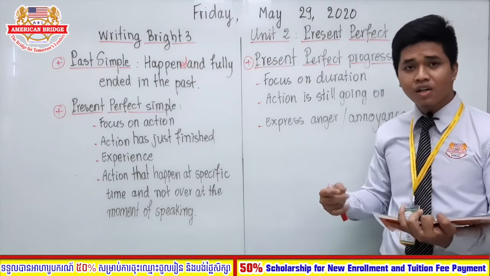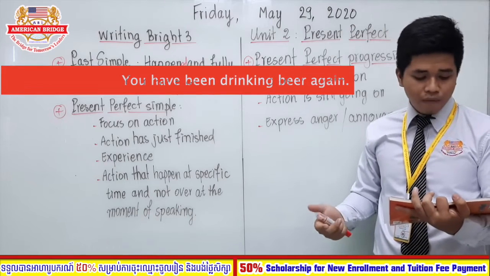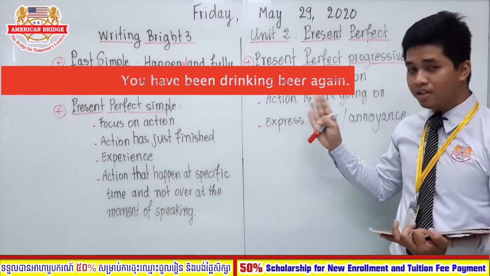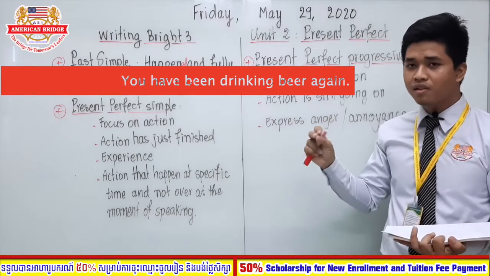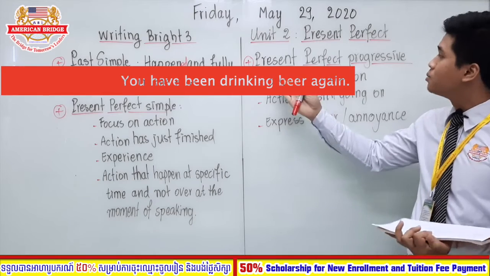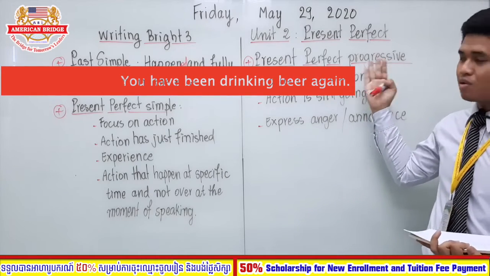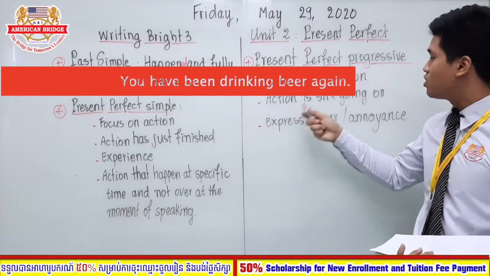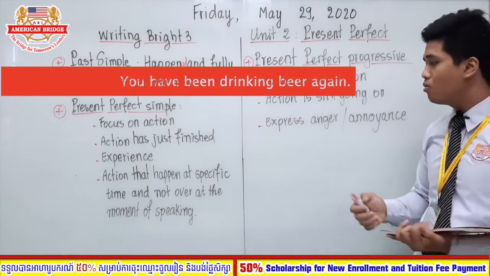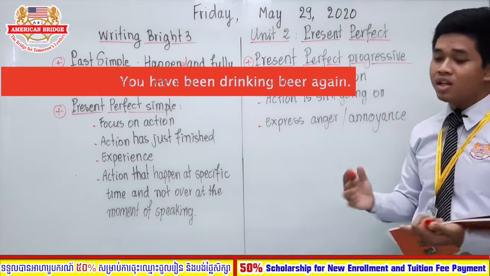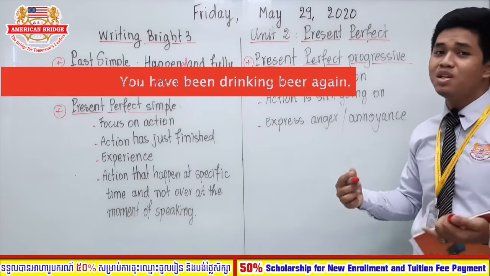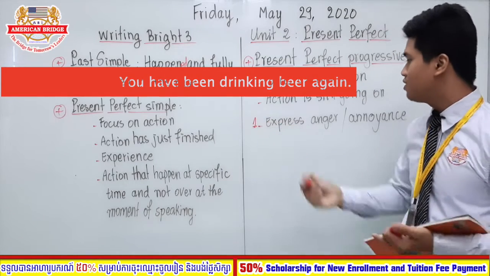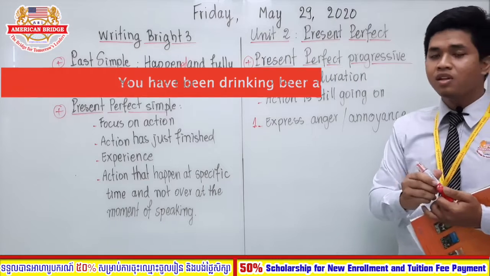The first sentence: you have been drinking beer again. So this phrase is written in present perfect progressive. Does it focus on duration? No. Does it focus on an action that is still going on? No. But it expresses anger and annoyance, because someone is drinking beer every day again and again. So the first sentence here expresses anger and annoyance.